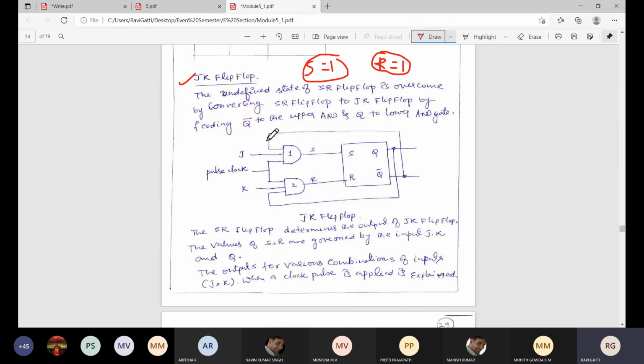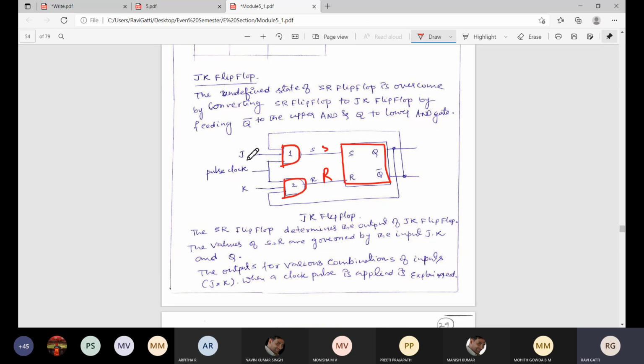This JK flip-flop is very easy for you to understand, provided you understand the SR flip-flop. Now carefully observe how I have created a JK flip-flop. Everyone knows what this is, right? It is an SR flip-flop. This is the S input and this is the R input. Now for this SR flip-flop, I am providing a clock.